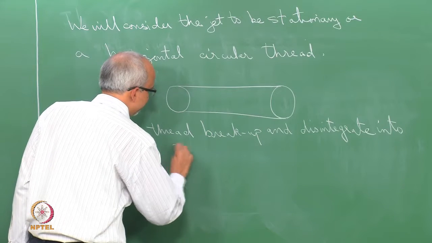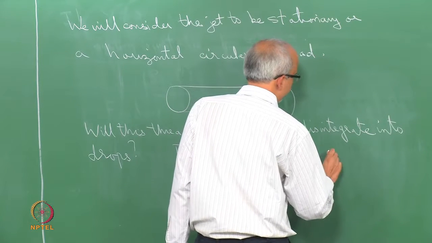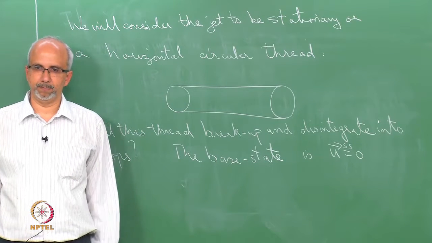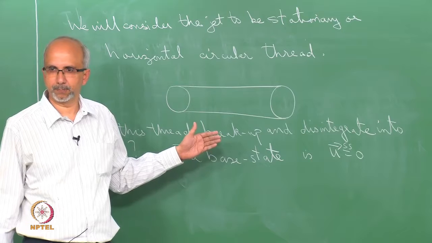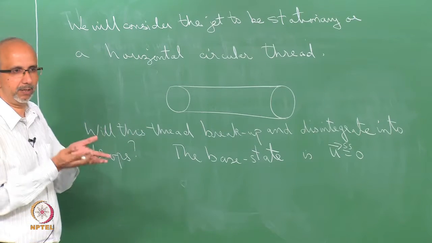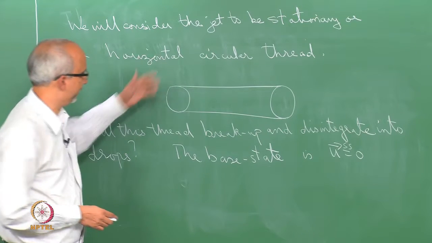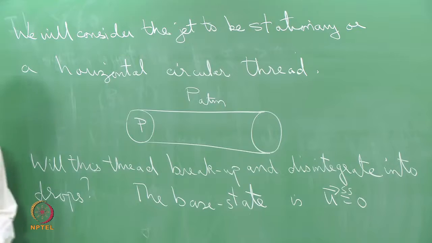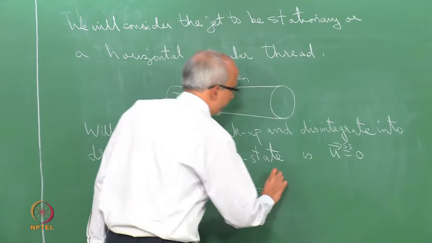We assume that this is the base state. The base state is the trivial solution u equal to 0. All three components are 0, okay? The liquid is not moving, and clearly corresponding to this base state, there is going to be a pressure distribution, okay? And what is going to be the pressure distribution when you have not a flat interface, but a circular interface? There is going to be a difference in the pressures. The pressure here is not going to be the same as the pressure in the atmosphere, okay? Let us say the ambient fluid is atmospheric, and you have P atmosphere here, and this is P, because there's only one pressure, which is that of the liquid. That's the pressure of the liquid. So clearly, P minus P atmosphere equals gamma divided by R.